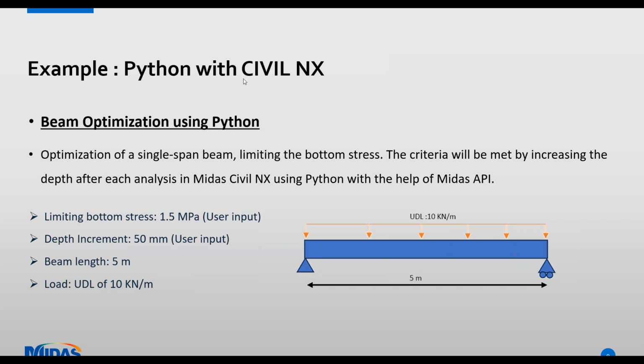So we are taking the example of beam optimization. Optimization of a single span beam, limiting the bottom stress, is the criteria. And for meeting that criteria, we are increasing the depth for each analysis using the CivilNX, and the Python will help to optimize that stress. So the limiting bottom stress is 1.5 MPa, which is the user input, and the depth increment is 50 mm. Again, this is a user input. The beam length is 5 meters with the UDL applied as 10 kilonewton per meter.